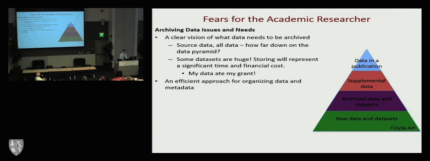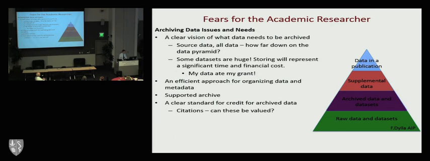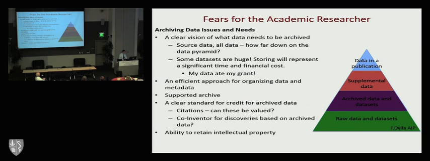So we need an efficient approach for organizing data and metadata, so it's searchable and findable. We need a supported archive and a clear standard for credit for archived data. So when you put data up there and it's used by someone, you should get credit for it. Citations of stored data, can these be valued? How about co-inventor for discoveries? We had touched upon this earlier in our panel discussion. And the ability to retain intellectual property.